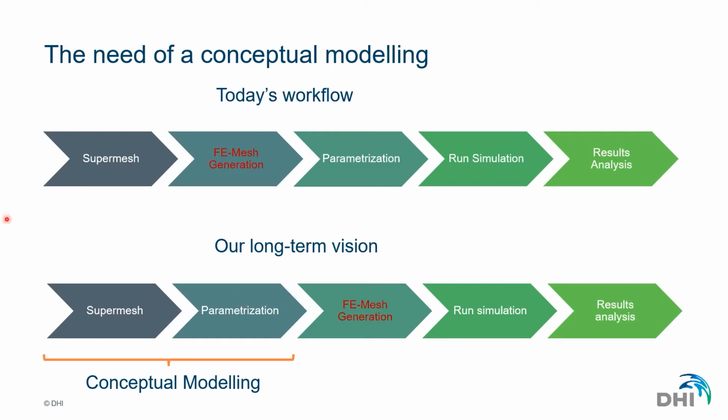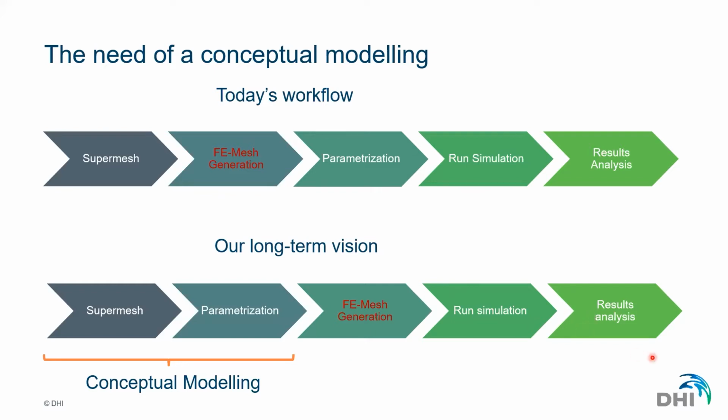So we will end up with a FEFLOW version where we have a super mesh. When you provide all geometrical information, you parameterize all the data into your super mesh, so you don't need to have a mesh here. So that is the idea that we are trying to develop. You generate a mesh, run the simulations, and do the next steps.